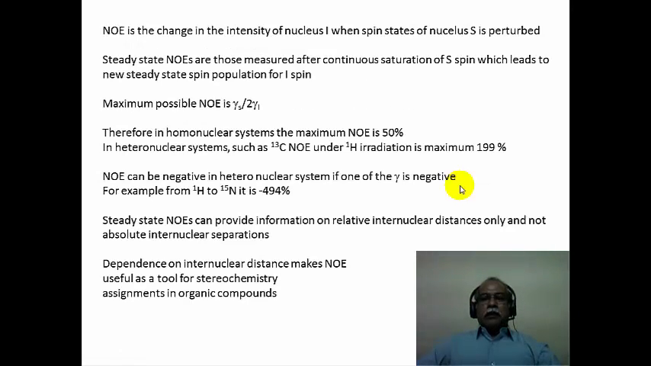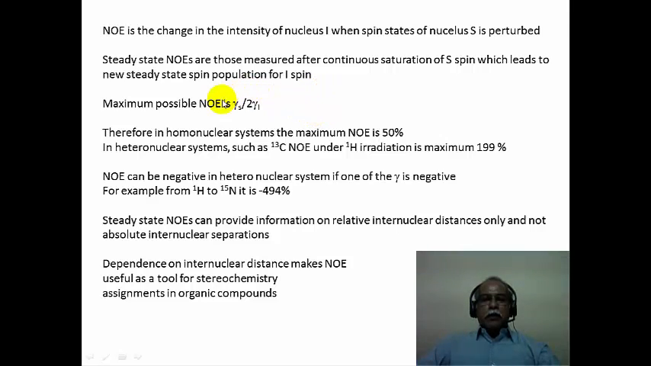So let us summarize what we have learnt in this particular module. NOE's definition is that it is the change of the intensity of nucleus I when the spin states of nucleus S are perturbed. Steady state NOEs are those which are measured after the continuous saturation of spin S, which leads to a new steady state population of the spin I. In other words, you are continuously irradiating the spin S and saturating the levels of spin S, just like we discussed the proton spins being saturated during double irradiation. That leads to another steady state population of the observable spin, which is the I spin.